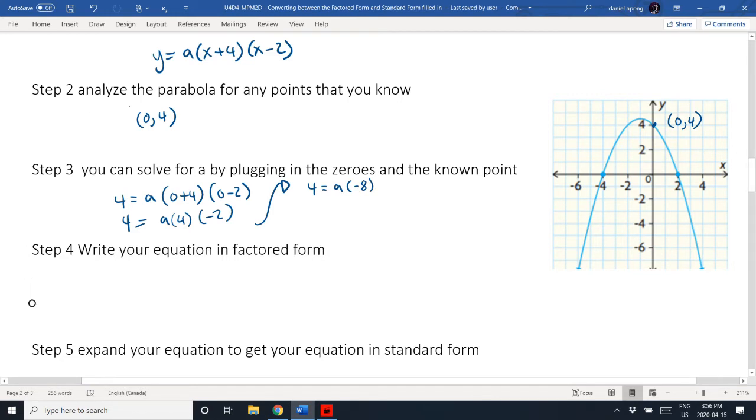So we have 4 is equal to a times negative 8, and then we're just going to divide both sides by negative 8 to get rid of it on this side, so we get a by itself. So a in this case is going to be equal to 4 divided by negative 8. If we reduce that, that becomes 1/2. So now we could rewrite our equation in step 4 in factored form. So we know a is equal to 1/2, so let's write out everything that we know so far. So we know y is equal to negative 1/2 in the brackets from here, x plus 4, x minus 2.